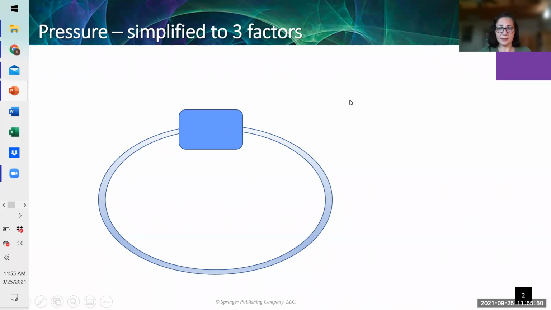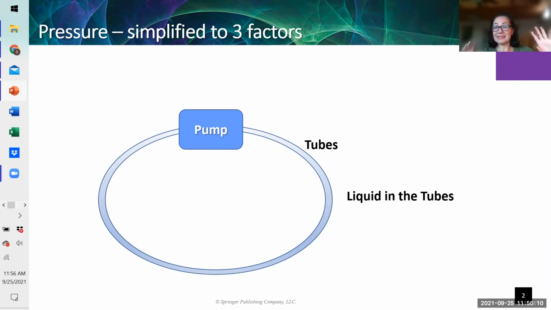So in a system, we have a pump, we have some tubes that connect all parts of the circuit, and we have liquid in the tubes. And that is it, my friends. That is the circulatory system in a nutshell. You got the pump, you got the tubes, and you've got the stuff that's inside the tubes.